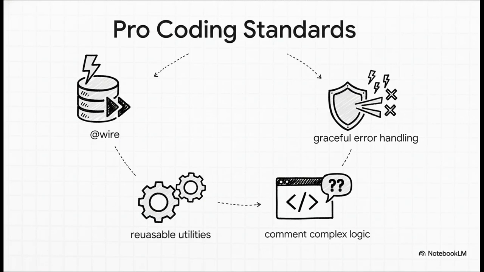Okay, these are the standards that really bring it all home. It means you're always using the @wire service to get data from the server and making your Apex read methods cacheable to boost performance. It also means you're absolutely relentless about creating reusable utilities to keep your code DRY. Don't repeat yourself. And things like handling errors gracefully and adding clear comments, they aren't optional. They're essential for any app you want to maintain long-term.